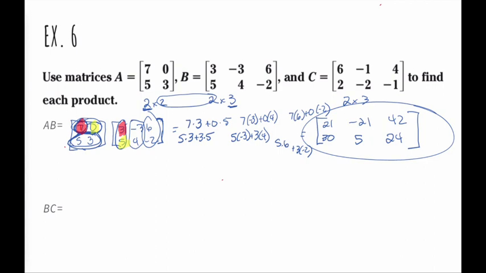B times C. B is a 2 by 3 matrix, and C is a 2 by 3 matrix. Not possible.